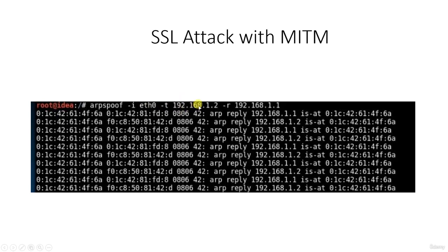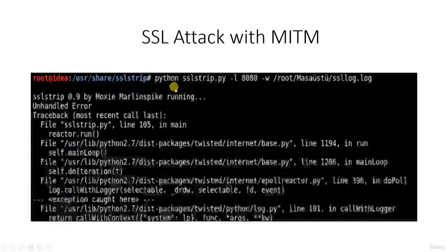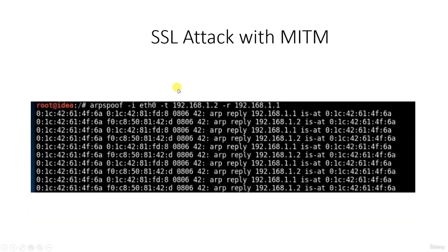Then what you have to do is send this from this IP to this IP. As you already know, this is the gateway IP and this is our victim computer. So this is the total ARP spoof command in the terminal.